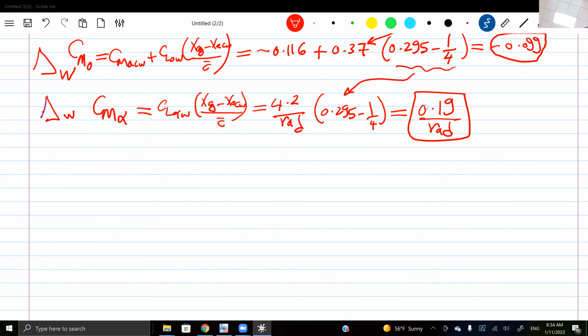Unfortunately, the wing is providing a positive contribution, which is unfavorable. So the wing is destabilizing. So again, hopefully the tail will adjust that. All right. Questions? So we got the wing contribution. Let's move to the tail.